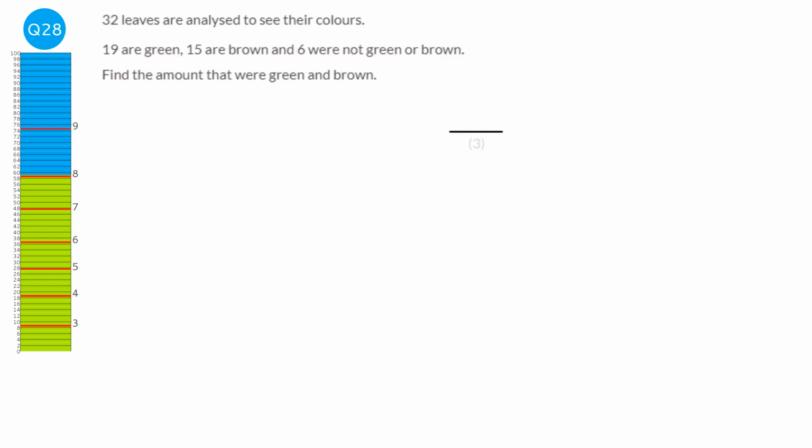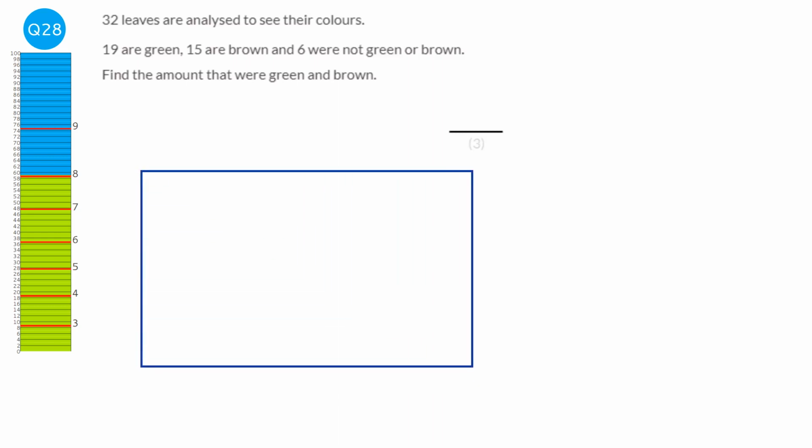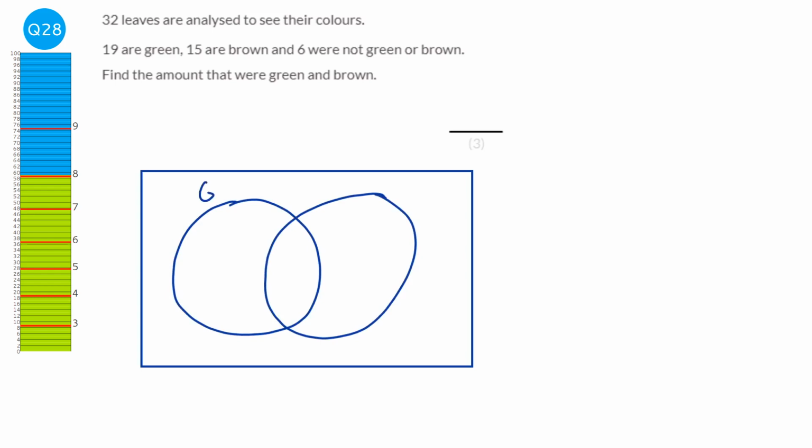We don't have to for this question, but it might be helpful to draw a Venn diagram for this. And we've got green and brown leaves, so we'll have green on the left and brown on the right. And we're told that there are 19 green and 15 brown and 6 that were not green and brown. So the only number we can put in is the 6 on the outside of the Venn diagram.